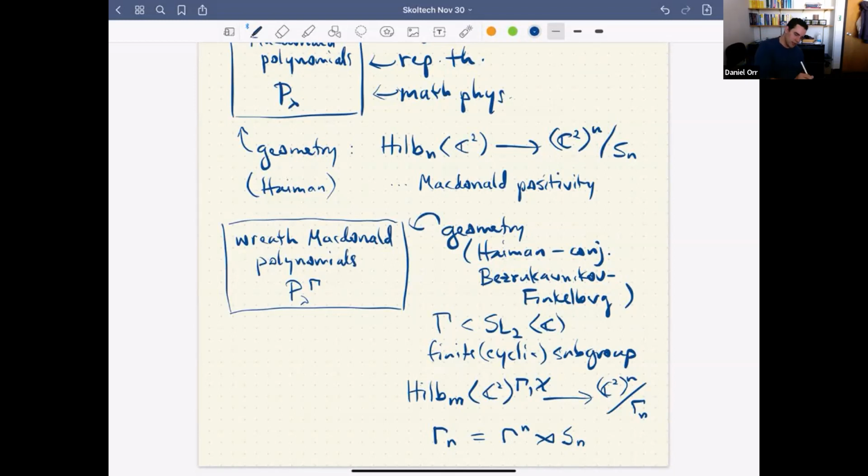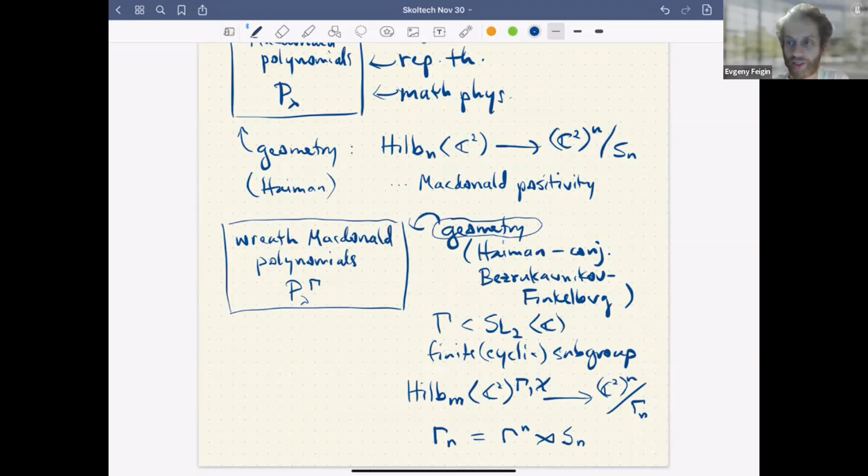So this was sort of the starting point for the wreath theory. And then, I'm sorry, what is chi? So chi, I'll say later, but it's a character of gamma. So of this finite group. Okay. And that designates a component of this fixed set. Yeah. Okay, thanks.